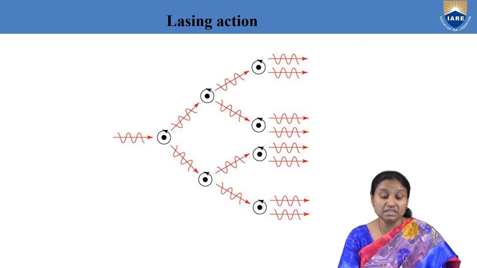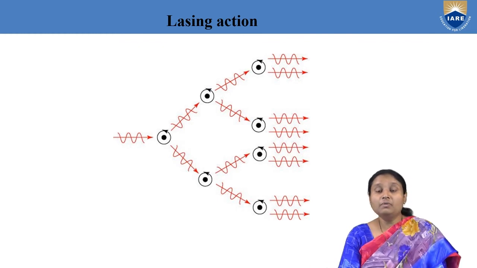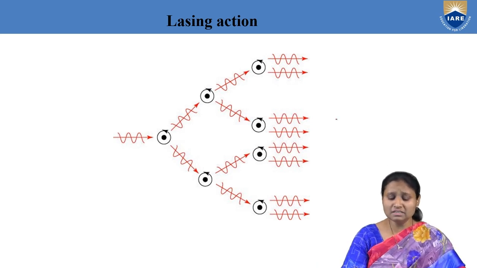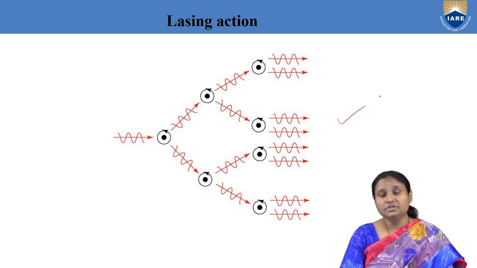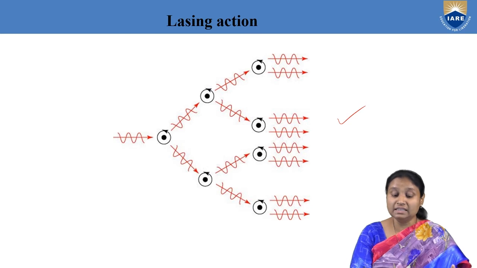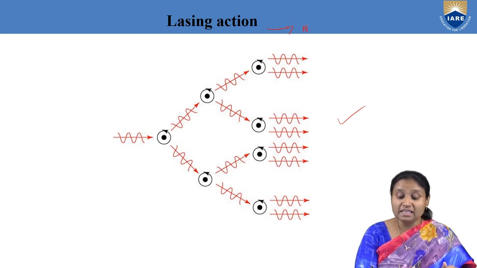Now we are going to see here in lasing action how our light is going to get amplified. Now this is the beautiful picture which will show us how light is getting amplified. What do you mean by light getting amplified? It is nothing but where we are increasing the number of photons.